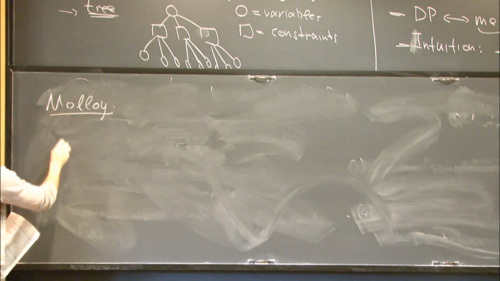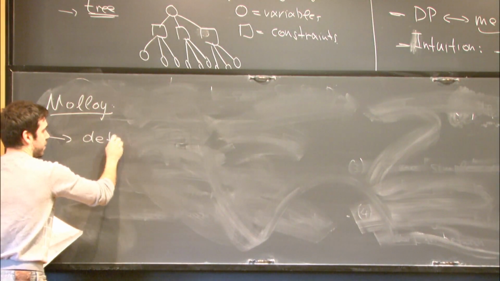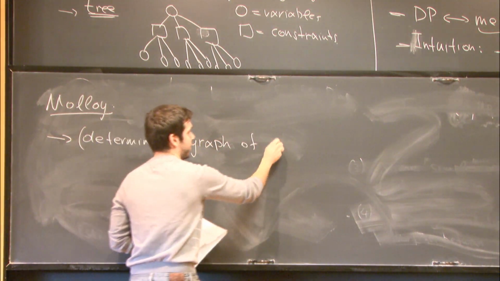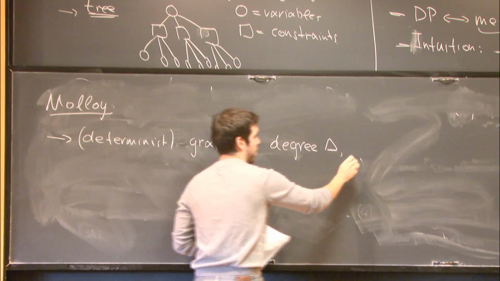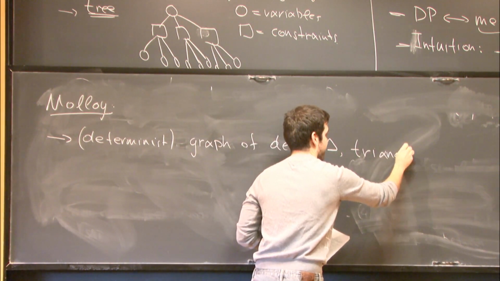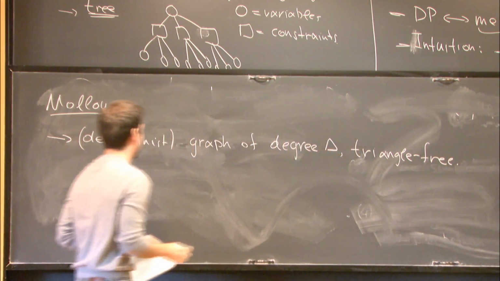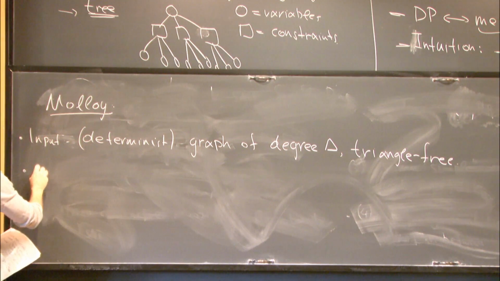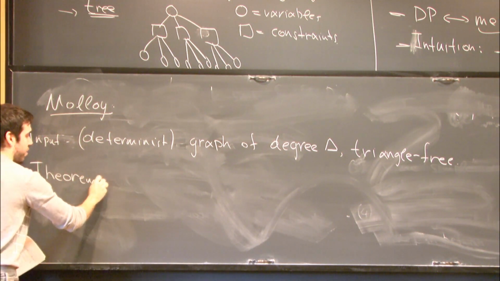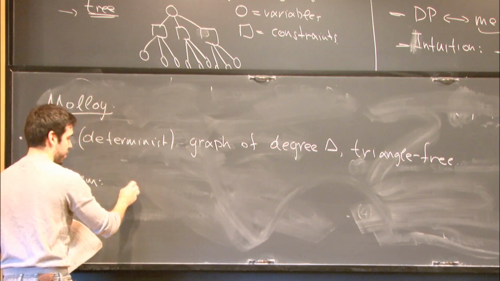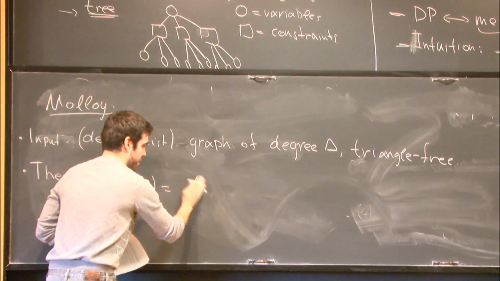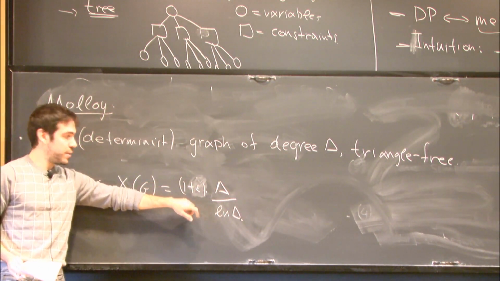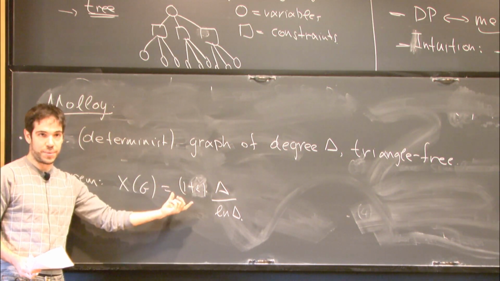Molloy has recently proven the following. Take any deterministic graph of maximum degree delta that is also triangle free. This is the input. His theorem is that you can color any such deterministic graph using (1 plus epsilon) delta over log delta colors, where epsilon goes to 0 as delta goes to infinity.